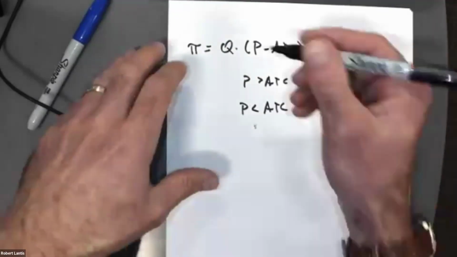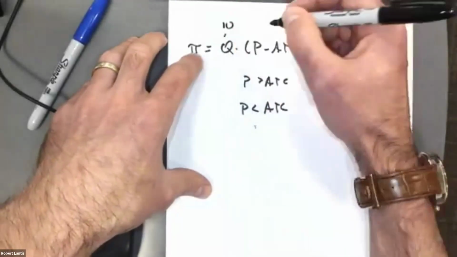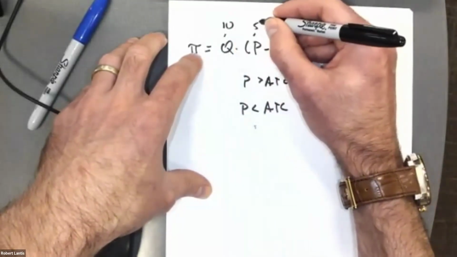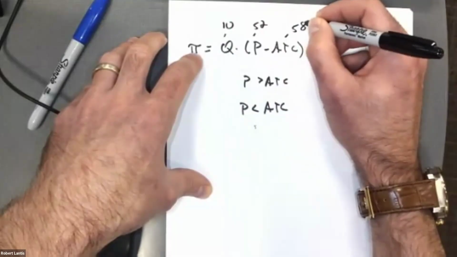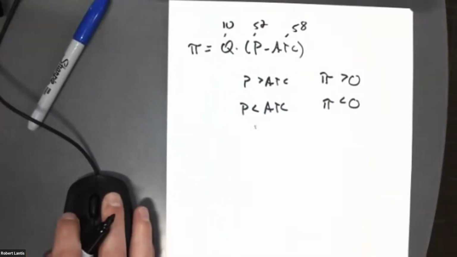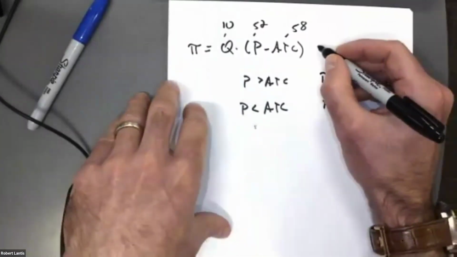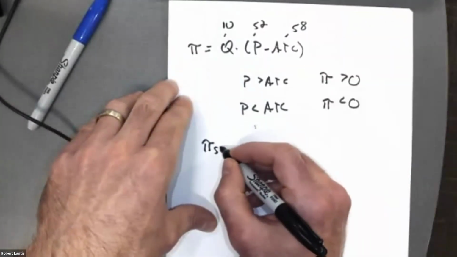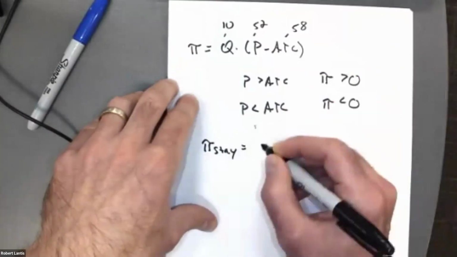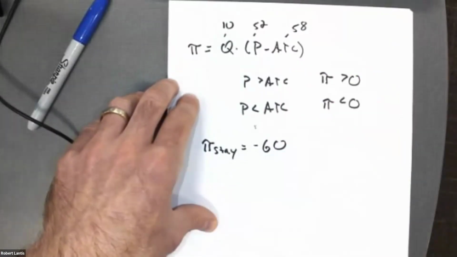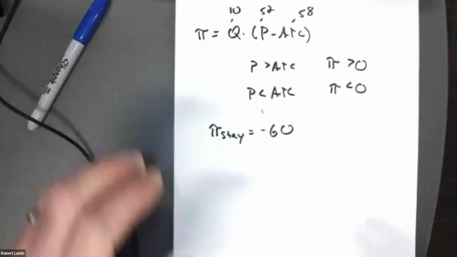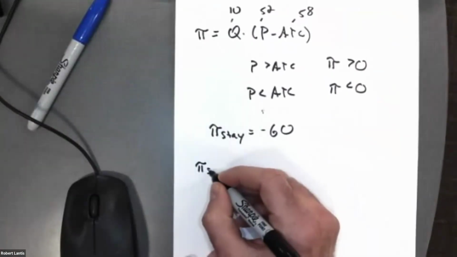Well, it's kind of easy because we were told quantity is 10, price is 52, average total cost is 58. Let's make sure I got those values right. Yeah, 52, 58, and 10. So if I stay open, my profits would be what? Negative 60. What are my profits if I shut down?